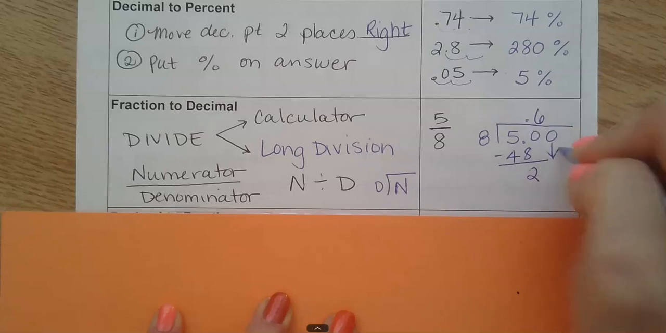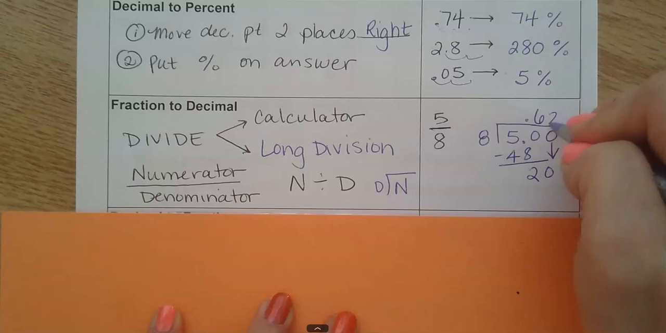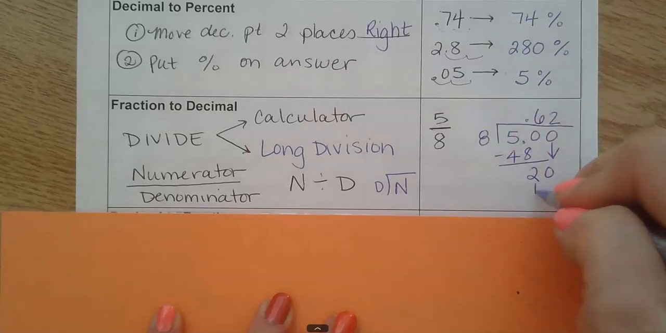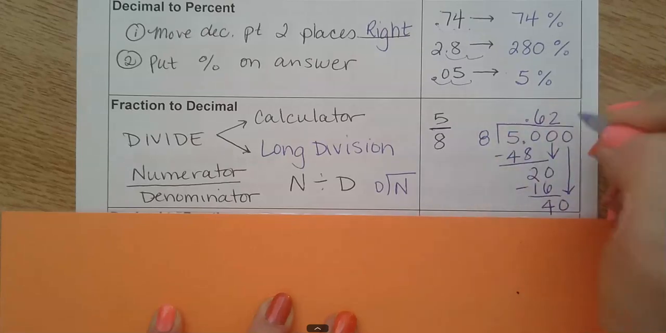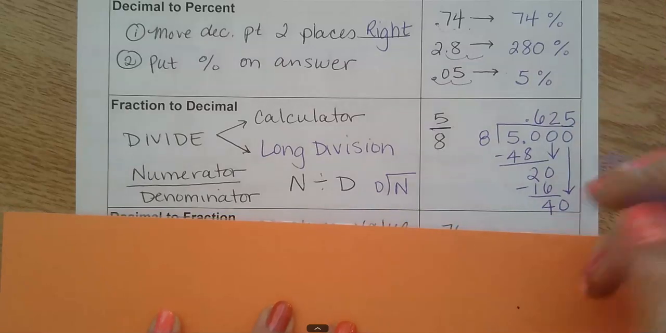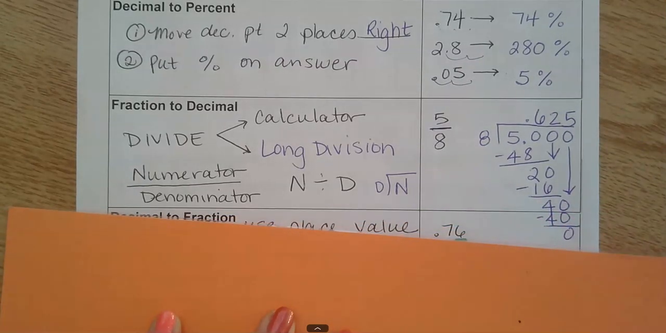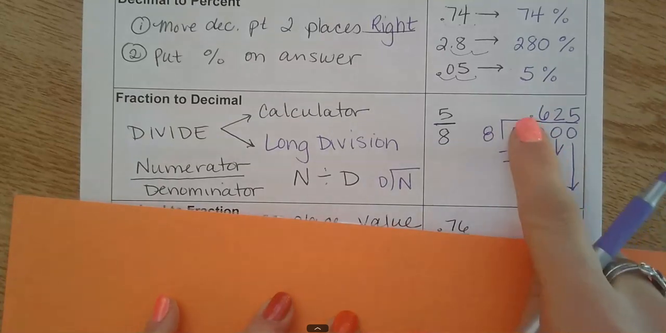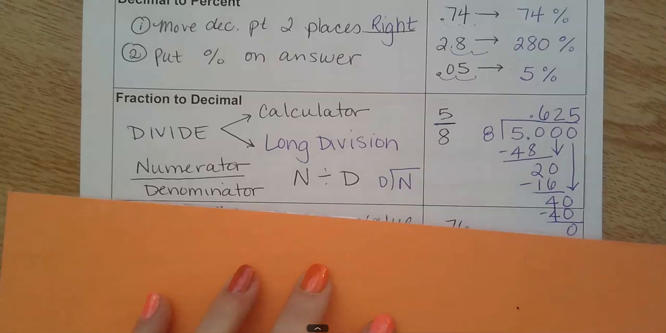If you have a remainder, keep going. Now 20. 8 goes into 20 twice. That is 16. Remainder of 4. Bring down another 0. And 8 goes into 40 5 times, which is 40. No more remainder. So I can stop there, and I get the decimal 0.625. So long division is always an option if you're trying to turn a fraction into a decimal.